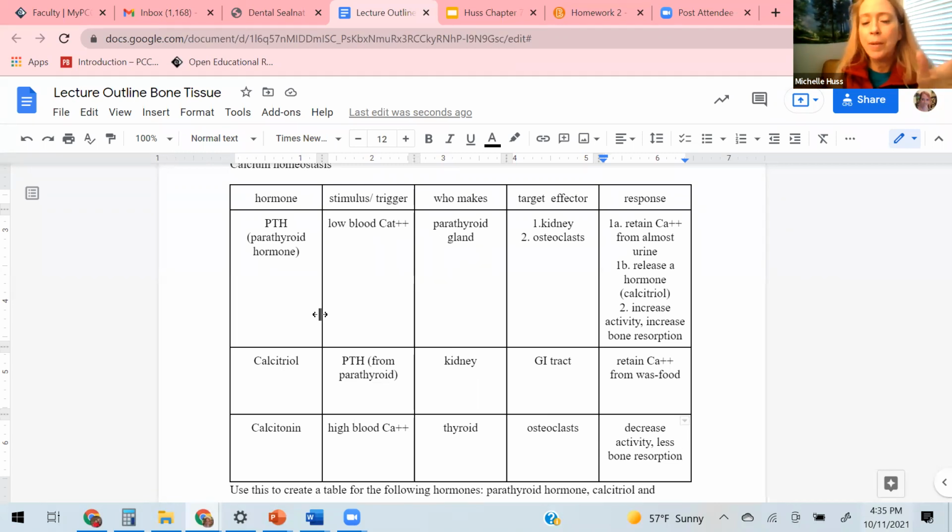Everybody see it? I mean, calcitriol doesn't take from the bone. Calcitriol actually takes from the GI tract. But do you see how that PTH and calcitriol are for low blood calcium? Calcitonin is high blood calcium. And you'll see in 232 that these are antagonizing. They do the opposite. They have the opposite effect, but we're not worried about that right now.